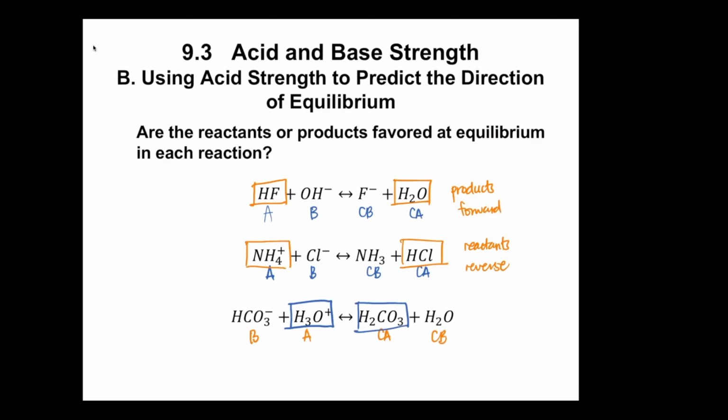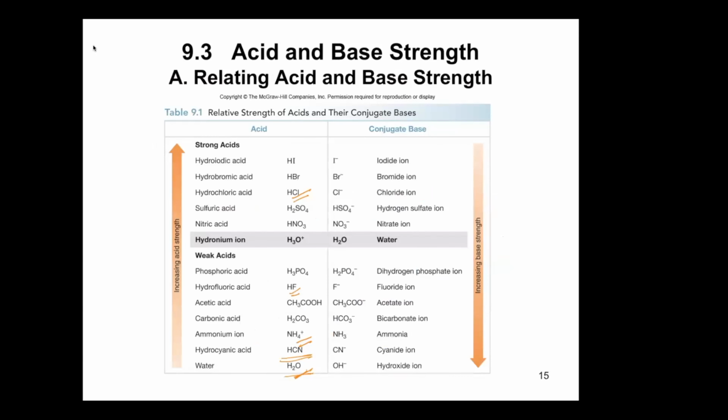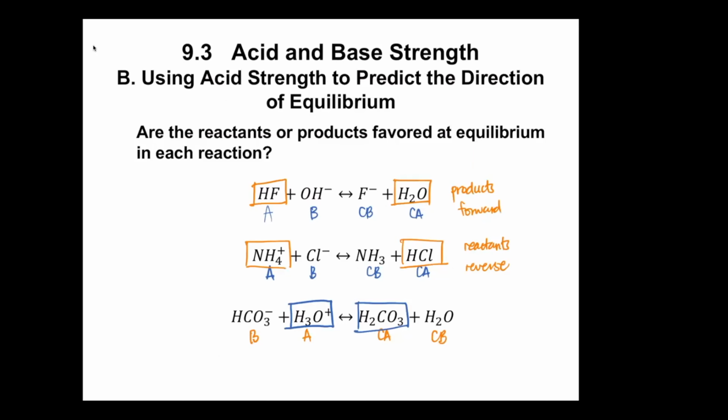Again, if we go back to our table of relative acid and base strength, we have here H3O. Where is H3O? This is H3O. And then H2CO3, the carbonic acid. So we can say that carbonic acid is a weaker acid. That is why in this reaction, the products are favored, because the weaker acid is on the product side, or the forward reaction.